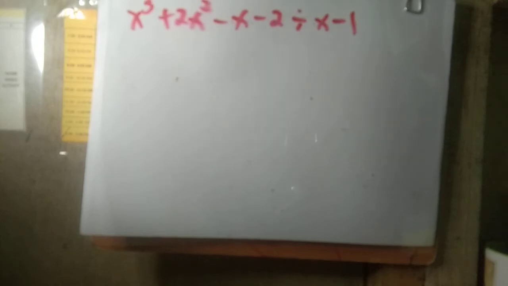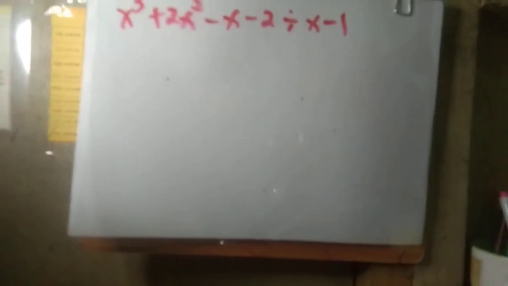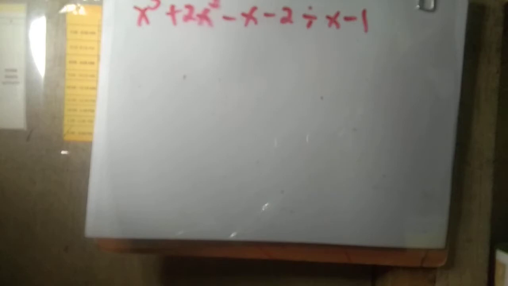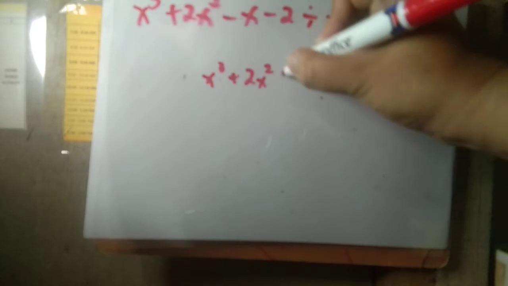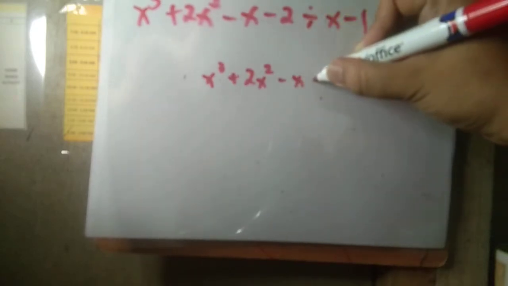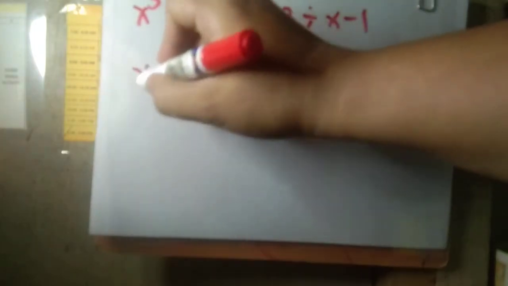Okay, so let's try now to solve this. First, we will be using the long method of dividing it. So maglo-long method lang muna tayo. So that would be x cubed plus 2x squared minus x minus 2 divided by x minus 1.